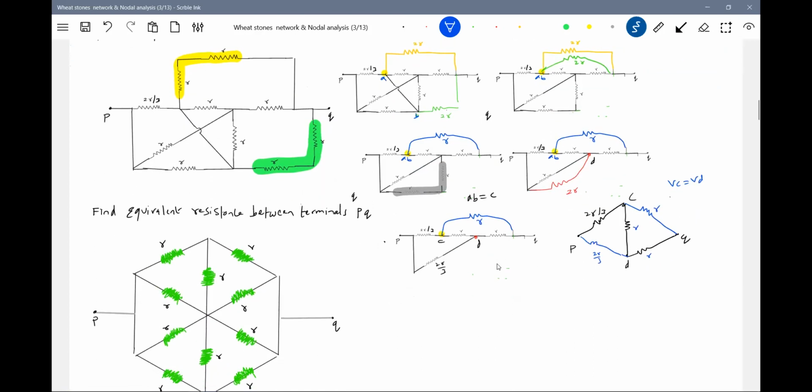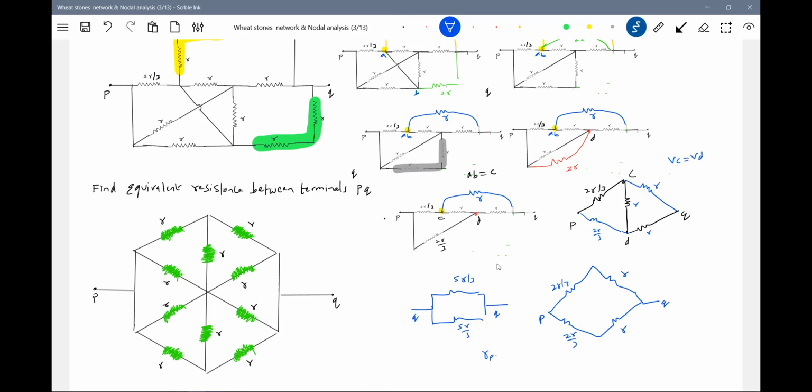Then when you remove this, we'll end up with the total resistance of the network. This is P, this is Q. So 2R/3, this is R, 2R/3, this is R. So 2R/3 in series with R, 5R/3. So this will be again 5R/3. So the total resistance RPQ should be equal to 5R/6. They're parallel, no?